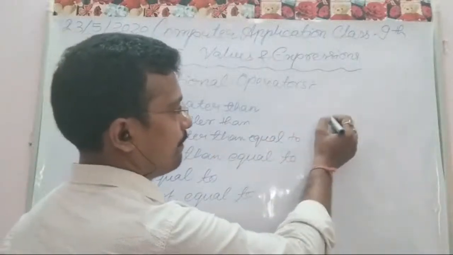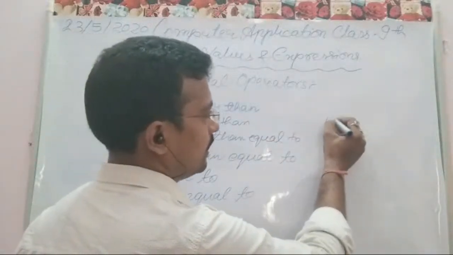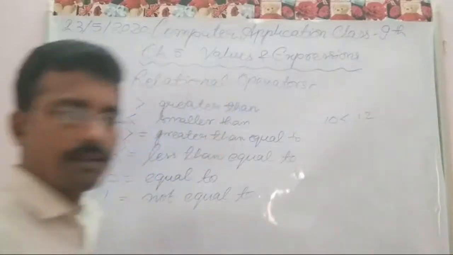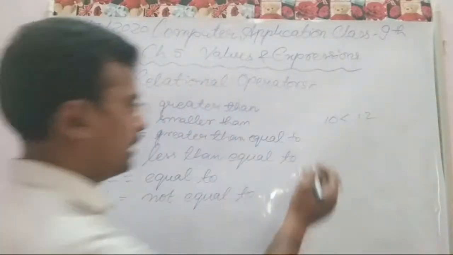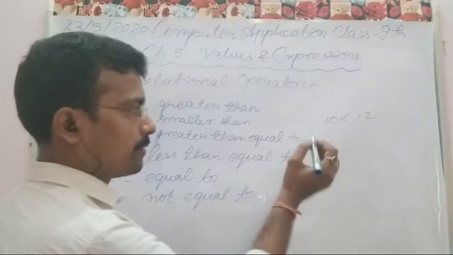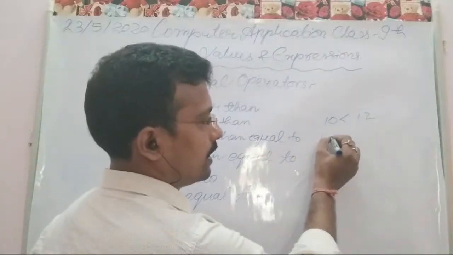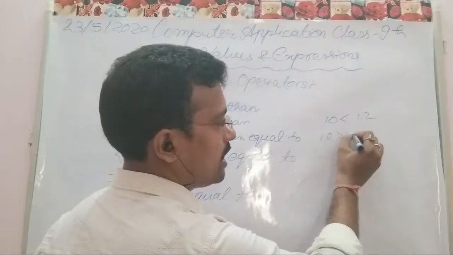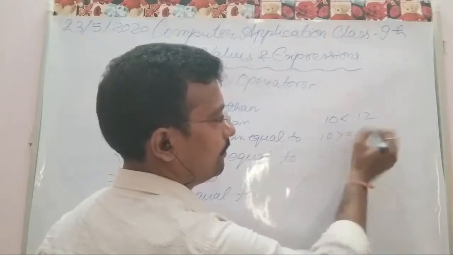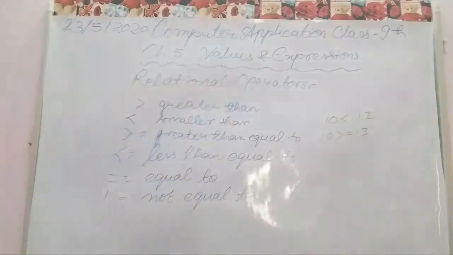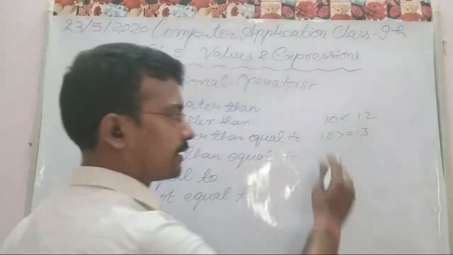When you have to compare this way, 10 is smaller than 12, the answer will be either true or false. Next, greater than equal to. Here you need to focus. 10 is greater than equal to 13. Suppose this is it.